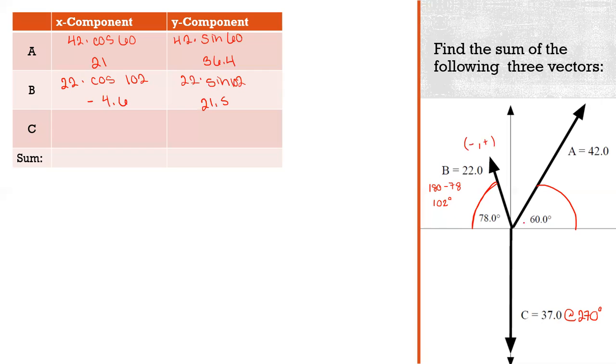Now for vector C, we could write out our sine and our cosine, but let's think logically for a second. It is resting directly on the y-axis. So at this point, this is an x equals 0 point right here. Since it's lying on there, it has no x component because it's perfectly vertical, and it has a y component equal to the length of the vector of 37.0. Now you could verify that if you wanted to. All you'd have to do is put in your calculator 37 times the cosine of 270, and you will get 0 anyway.